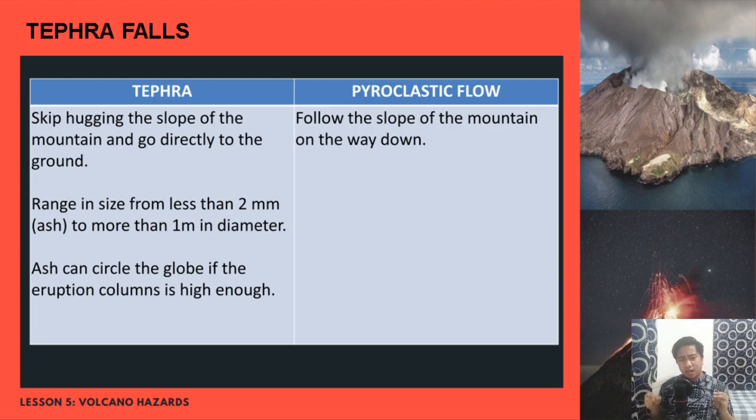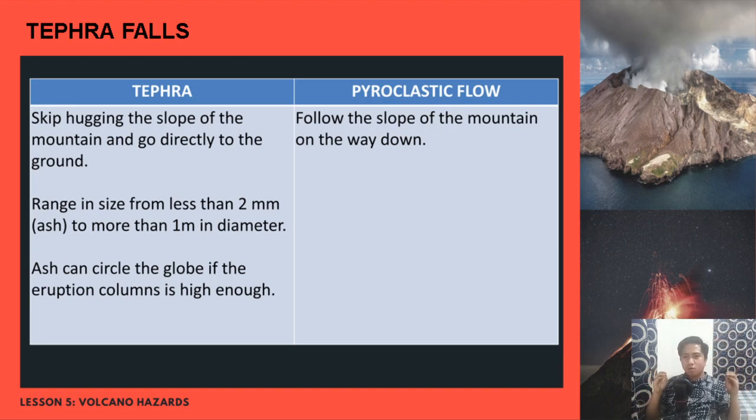What differs now your TEPHRA from your pyroclastic flow? Remember, in your pyroclastic flow, there are also rocks or there are also gases. However, your TEPHRA has the capability to skip and hug the slope of your mountain, in which if this is your volcano, ang iya effect is that tabog siya. There is an expulsion or mechanism to throw the rocks or the presence of your lavas.